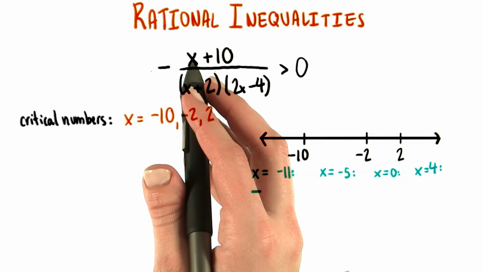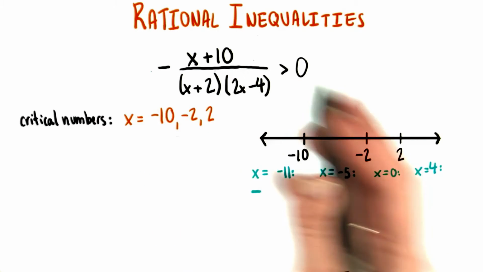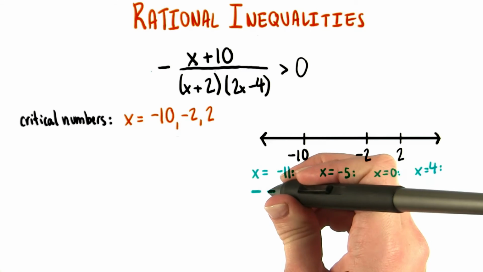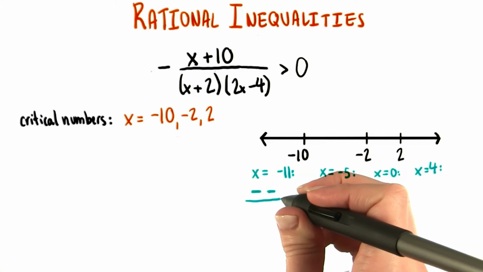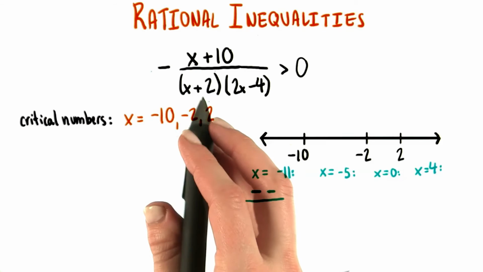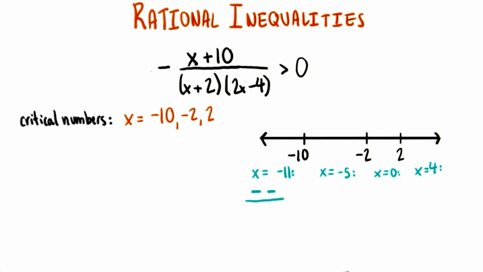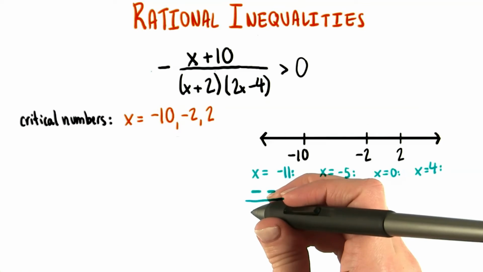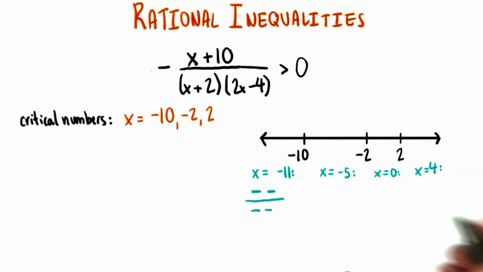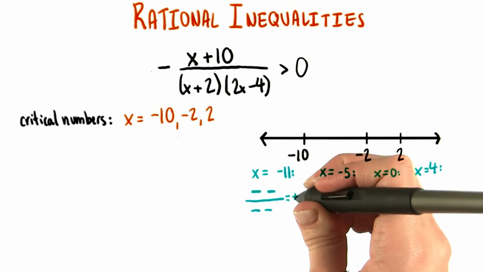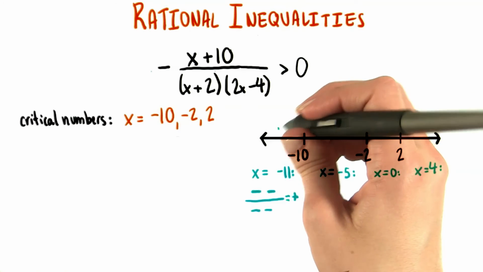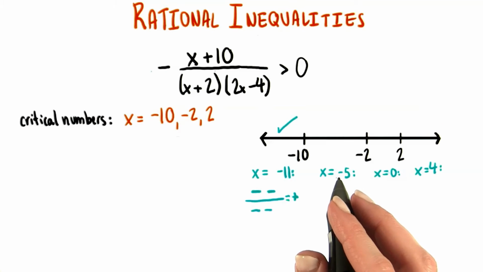If I plug in negative 11 here, negative 11 plus 10 is a negative number. So we have negative and negative in the numerator. And then in the denominator, we have a negative number for this factor and a negative number for this factor. 4 negatives multiplied or divided together gives us a positive number. So this region works. Now let's do the same thing for negative 5.